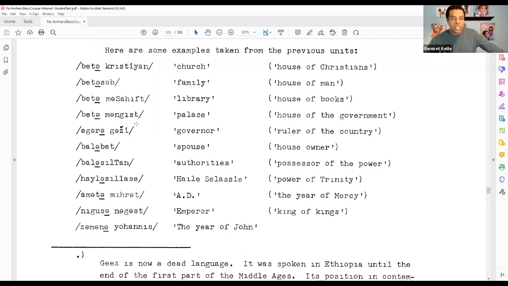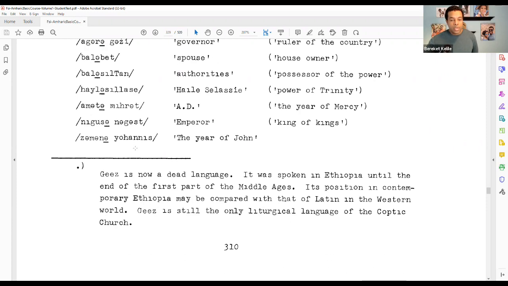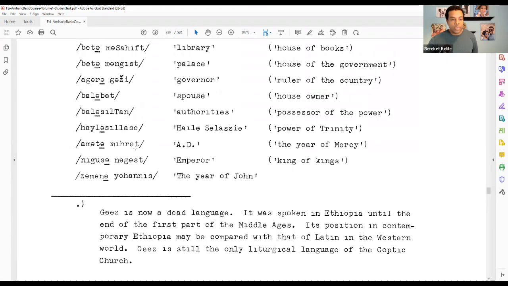If you look at the examples, you'll see some like Beta Christian, which means church, house of Christians; Beta Sub, house of man; Beta Masahafit, a house of books, the library; Beta Mungist, palace; Balabet, spouse or house owner. These suffixes you'll see just popping up there. And that's pretty much it for 27.1.